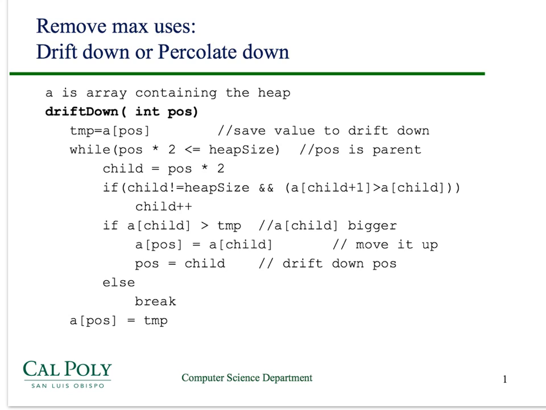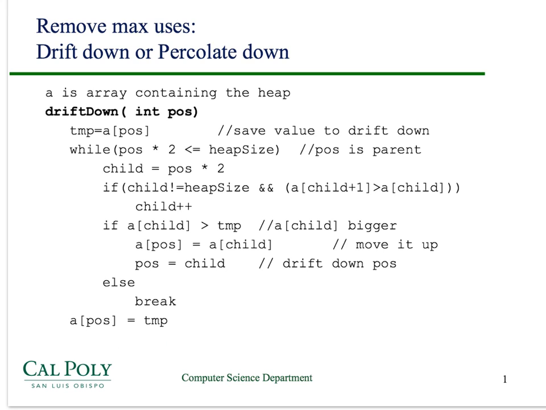So now we check. If the child is bigger than the thing that we started out with, temp, then we're going to want to move the child up. So we do that here. We move the value that's in child into pos, and then we let pos be equal to the index child. If the child's not bigger than temp, the element that we're moving, then we don't need to move it. So we just break out of the loop and we put temp into pos.